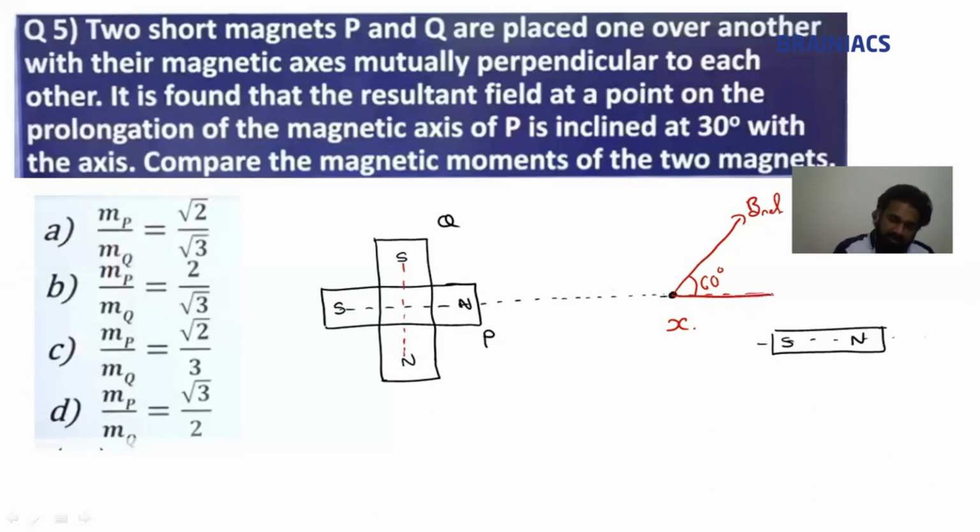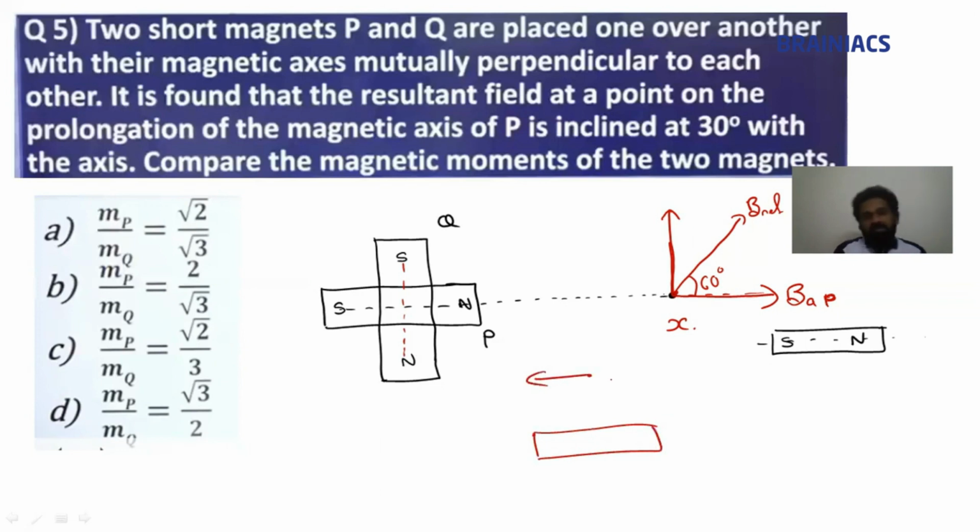Now, if we consider like this, this is the axial point for P, and this point is the equatorial point for Q. So because of Q, the magnetic field at the equatorial point is going to be in this direction, in the south direction. You might remember, at the equatorial point the direction of the magnetic field was this. Even the electric field was the same way. So this is due to Q and this is the equatorial point.